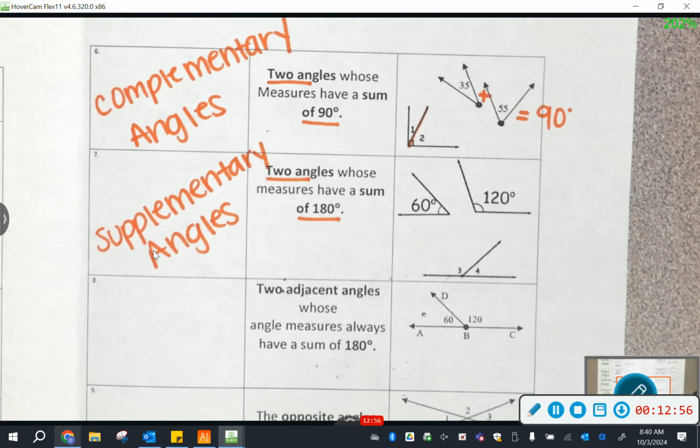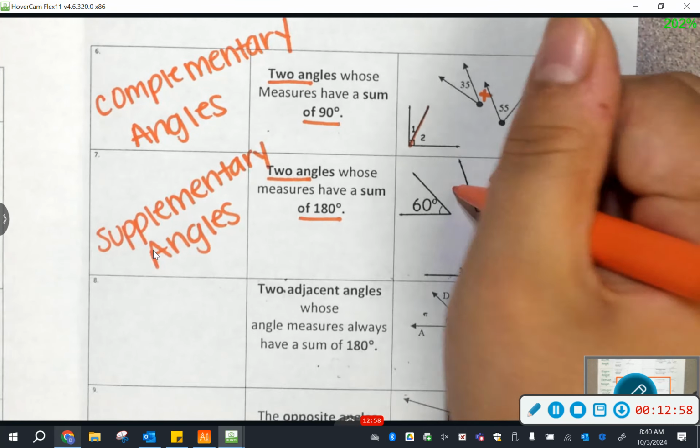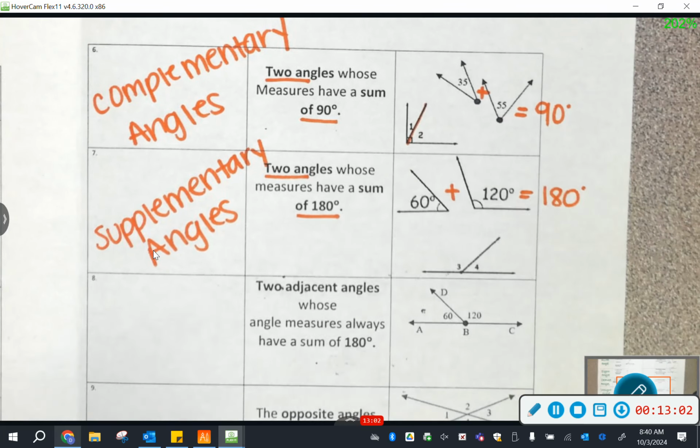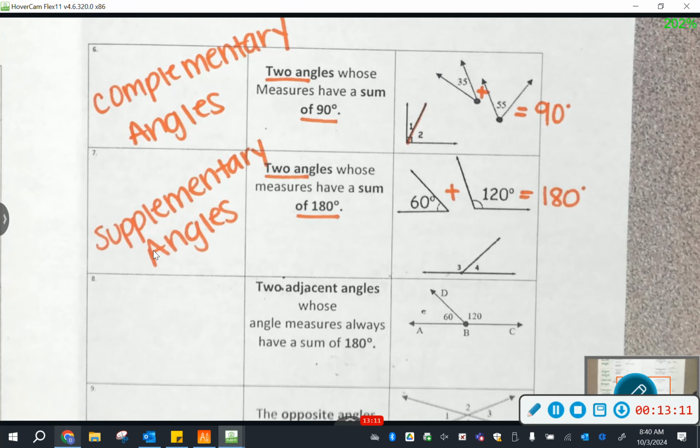Supplementary angles are two angles who add up to what? 180. Now, y'all get these confused all the time. So you say that, but y'all do. So how can we remember which is which?